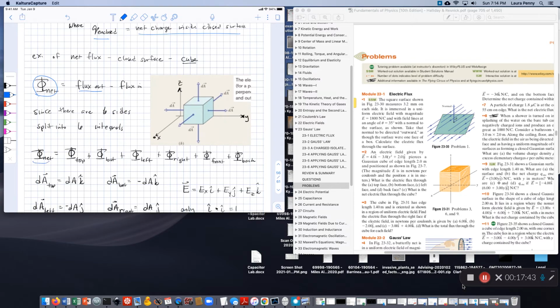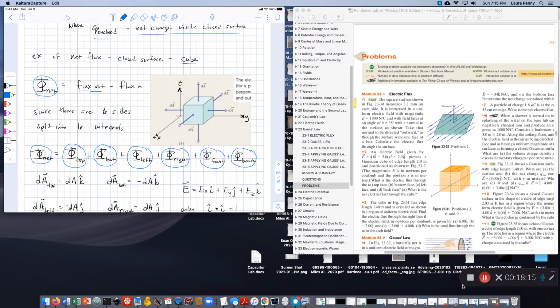And so my net flux would be the flux that goes through the top, the flux that goes through the bottom, the flux through the left side of the cube, the flux through the right side, the flux through the front of the cube, and the flux through the back. This is the net flux. There's 6 sides, there's 6 ways for electric field to go in and out. And so we would need to do that.